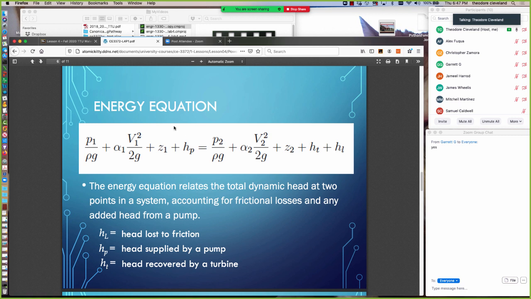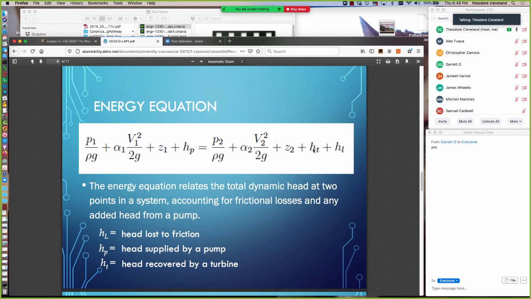The next term is H sub P, which represents energy supplied by a pump located between points 1 and 2. And we will have a whole entire lesson on pumps coming up. P2, V2 squared over 2g, and Z2 represent the pressure head, the velocity head, and the elevation head at point number 2, respectively. And the combination of 3, when they're added together, is the total dynamic head at point 2.